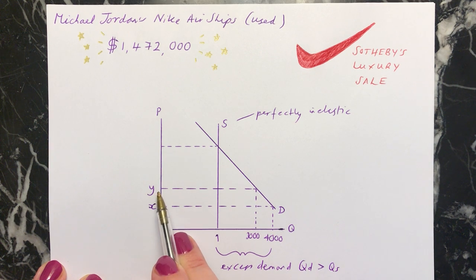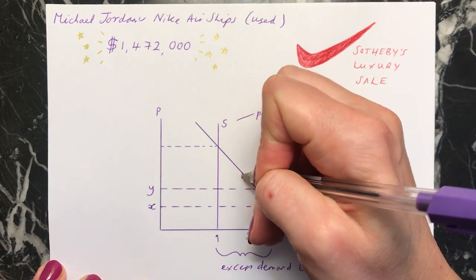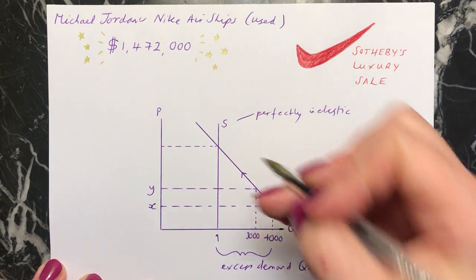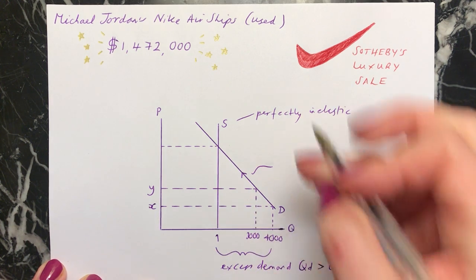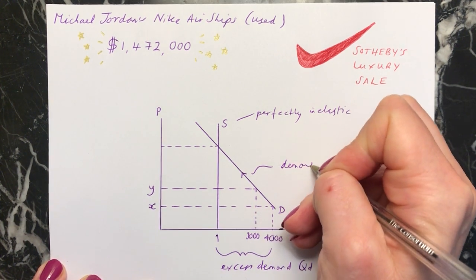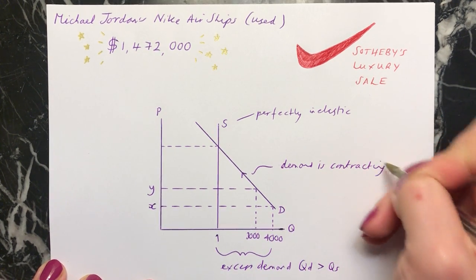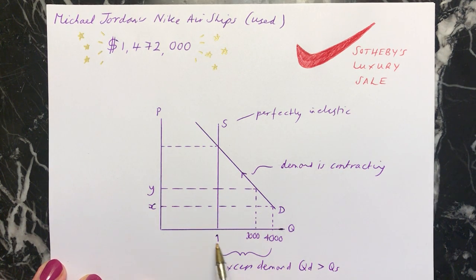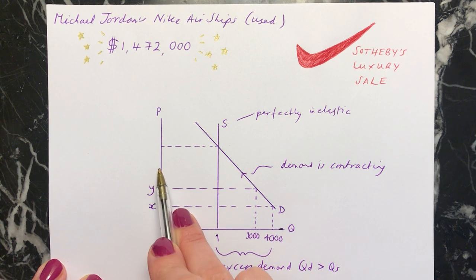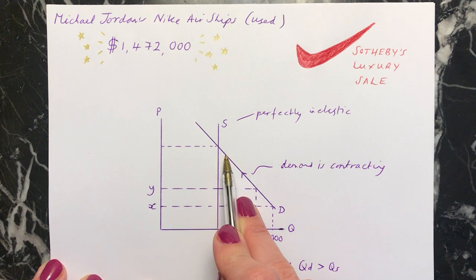Then they increase the price. As they're increasing the price, we're moving along the demand curve here, and the demand is getting less and less. The demand is contracting. Like a balloon, when it gets smaller and smaller, it contracts. We still only have one pair of shoes available. This keeps happening: the price being offered keeps going up and up, and fewer people are willing to bid to say that they would buy the shoes.